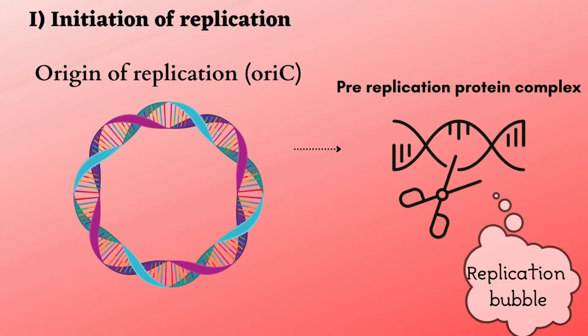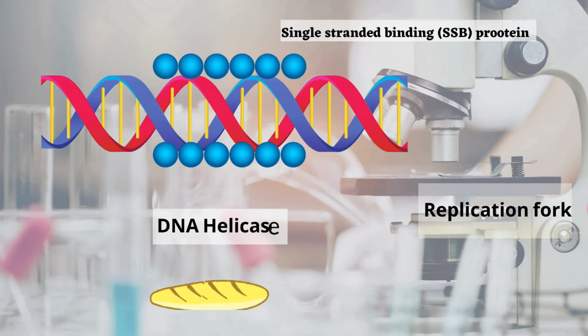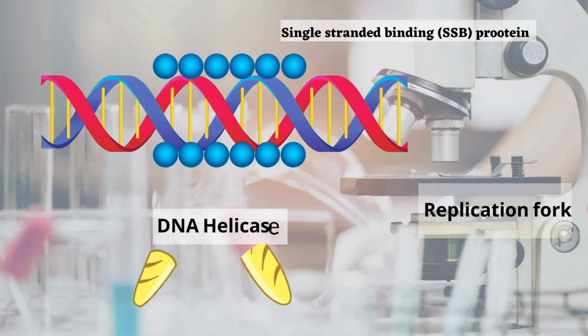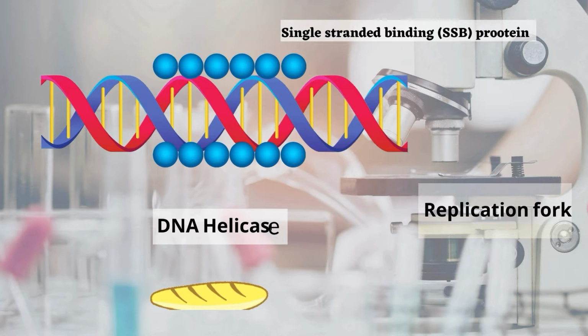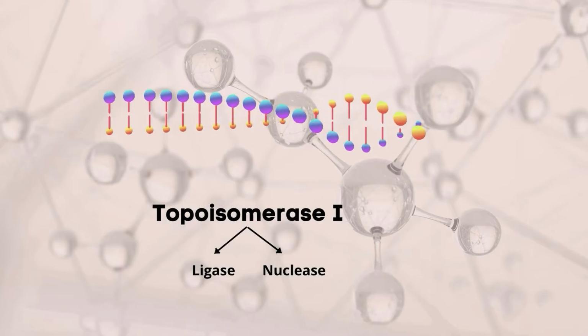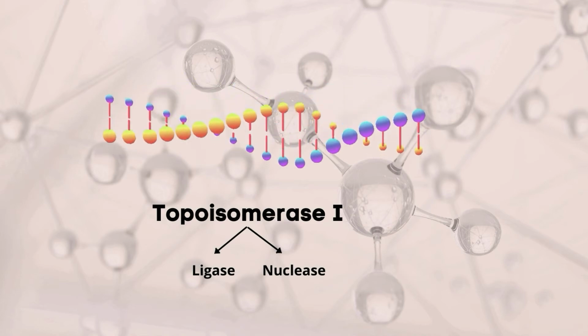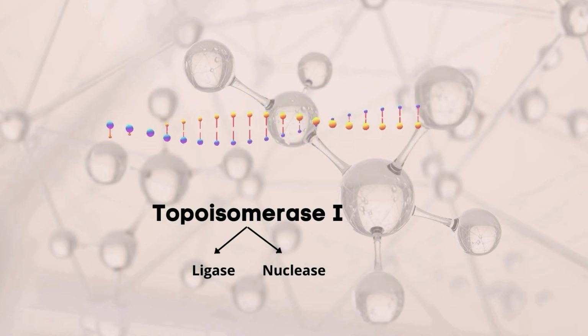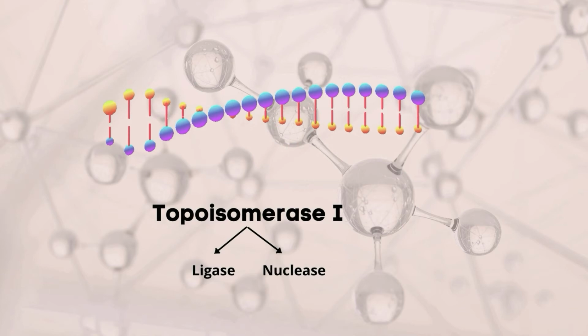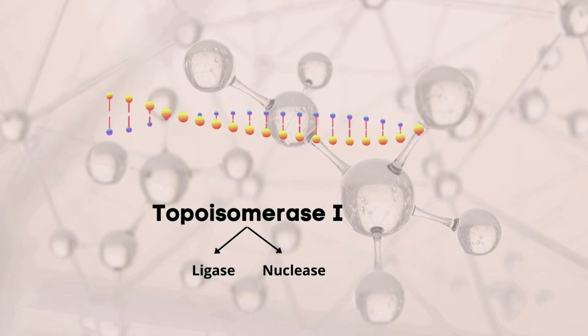It has only one origin of replication where the pre-replication protein complex will bind and cut it, forming a replication bubble. Next, the helicase enzyme will bind and unwind the helix, and single-stranded binding protein will bind to the DNA strands, preventing them from base pairing again. For the supercoiling, topoisomerase 1, having ligase and nuclease domains, will cut the supercoiling and reseal it.